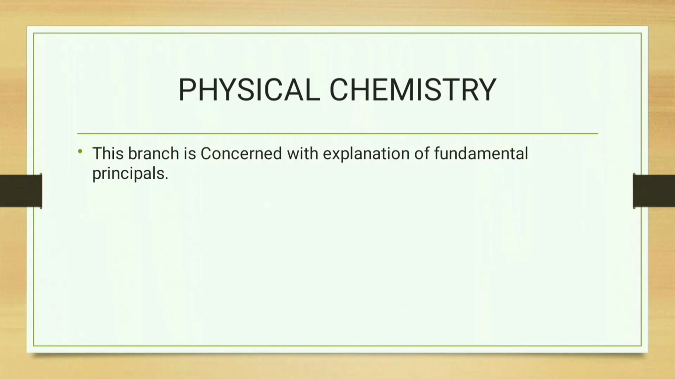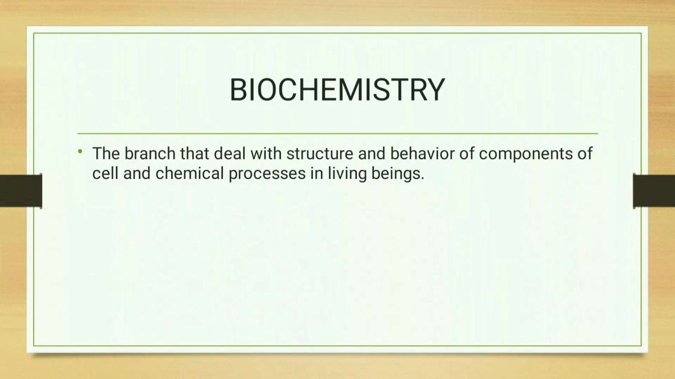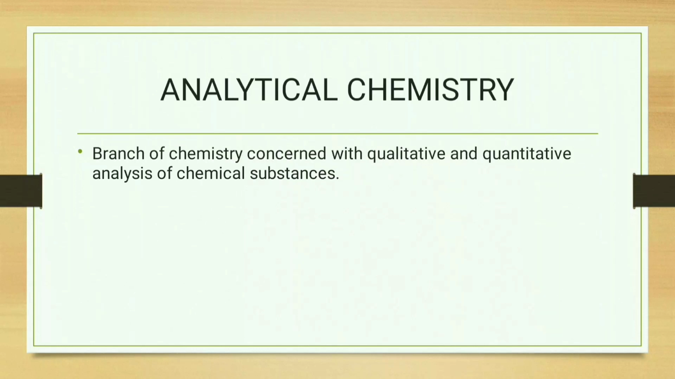Then we have physical chemistry. The branch is concerned with explanation of fundamental principles. Then we have biochemistry, branch that deals with structure and behavior of components of cell and chemical process in living beings. Then we have analytical chemistry, the branch of chemistry concerned with qualitative and quantitative analysis of chemical substances.